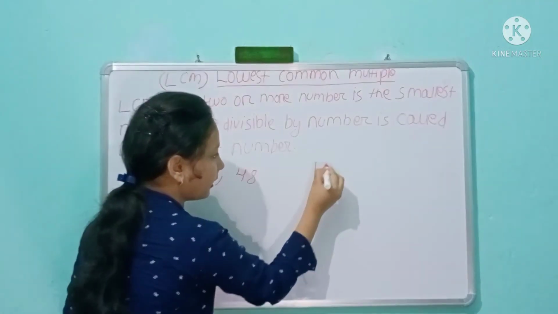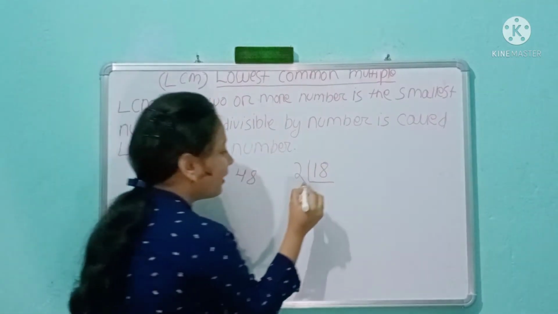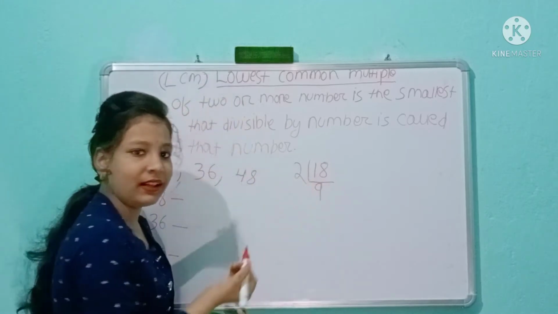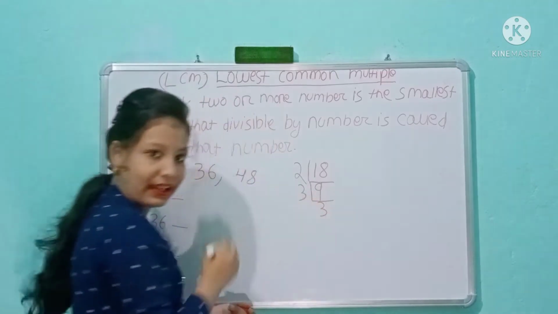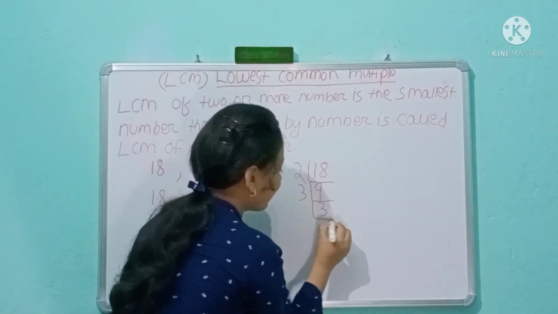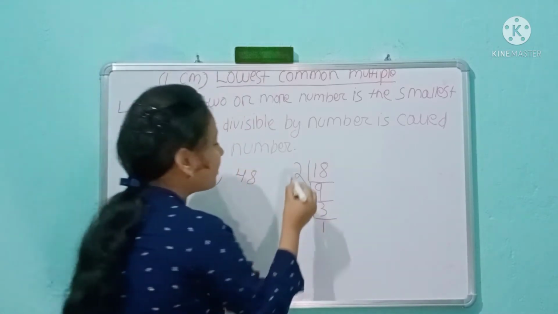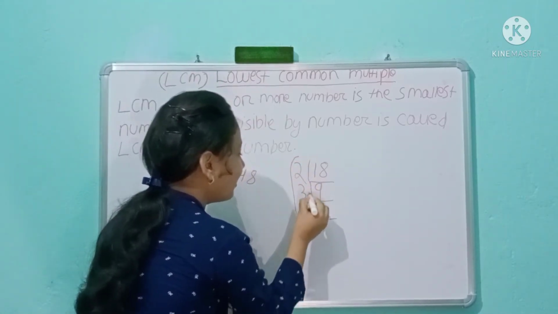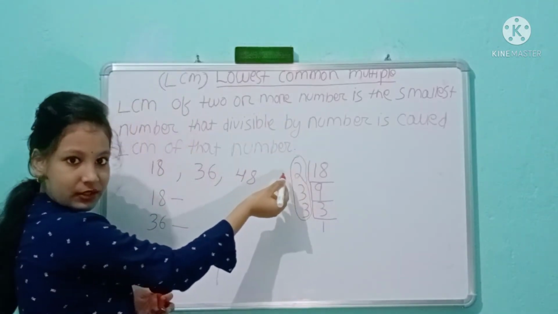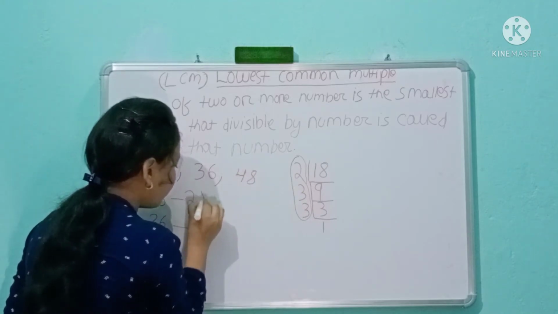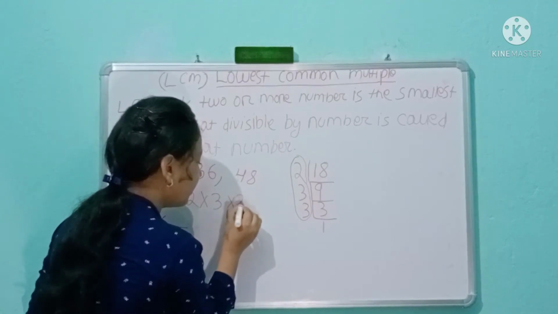I write here 18. I divide it by 2. 9 2s are 18. Then 3 3s are 9. Then 3 1s are 3. So these are the prime factors of 18. Clear? So 2 is 1 time, so I write here 2, and 3 is 2 times, so I write here 3 into 3.